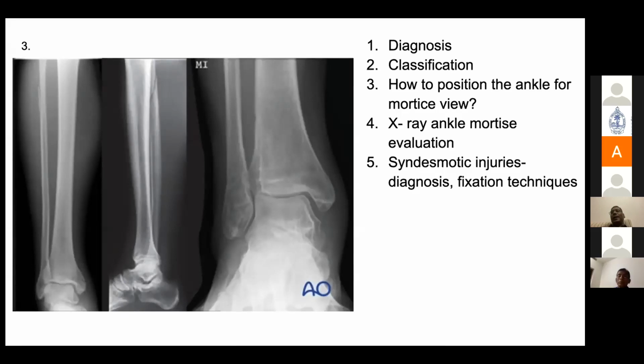Then syndesmotic injuries. So clinically, you have seen the X-ray, but how will you find out if the X-ray doesn't show any syndesmotic injury, and perioperatively, how will you find out whether there is any syndesmotic injury, especially in isolated lateral malleolar fractures? Cotton test. Yeah. How do you do that?